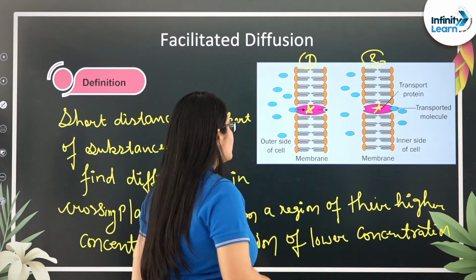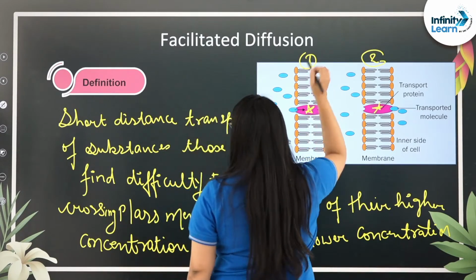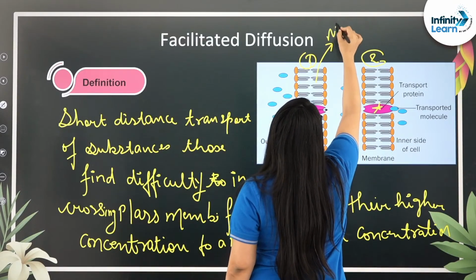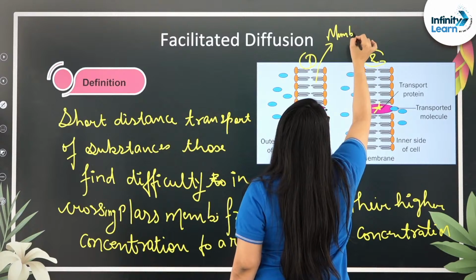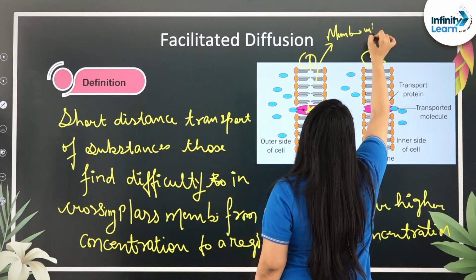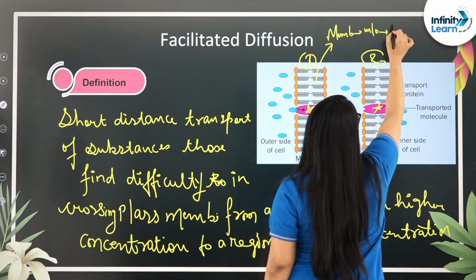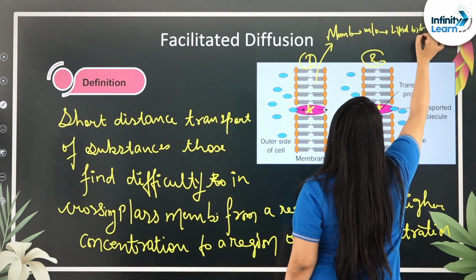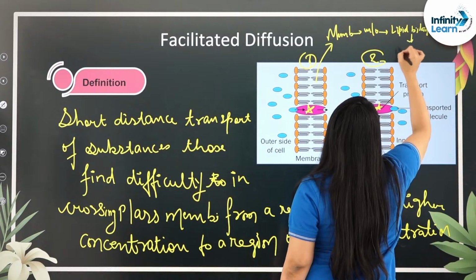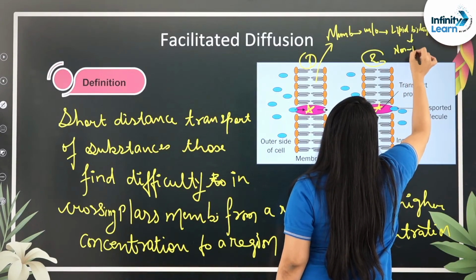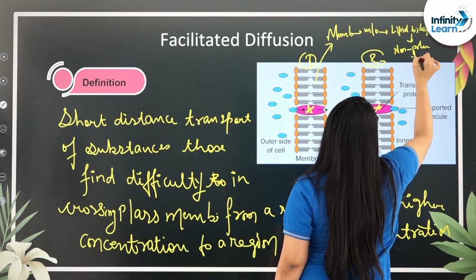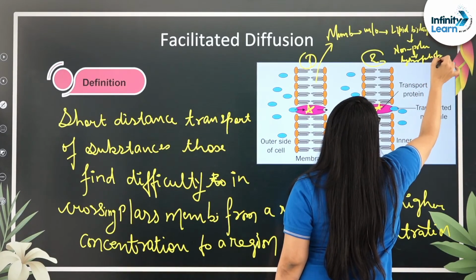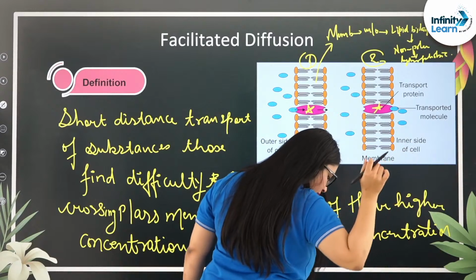hydrophobic, right. So, this plasma membrane, where should I write? Can I write here? I guess so. The plasma membrane is made up of lipid bilayer. It is made up of lipid bilayer. And this lipid bilayer is non-polar, or you can say it is hydrophobic in nature.